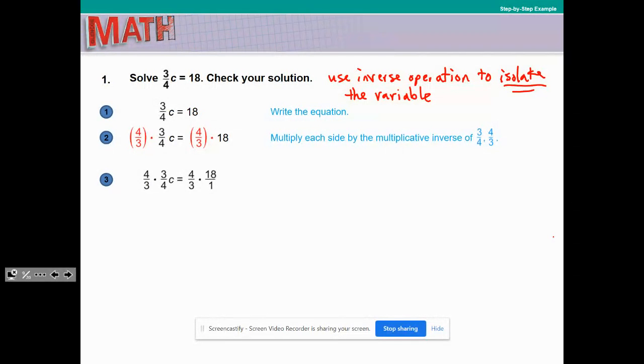All right, so we're just cleaning things up. What happened in here? We just wrote 18 as a fraction by putting it over 1. And now we're going to cross simplify. Whoa. What just happened there? Okay. We're going to start multiplying, right? We're going to multiply the fractions.